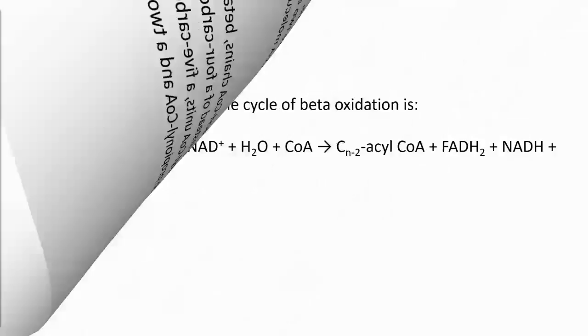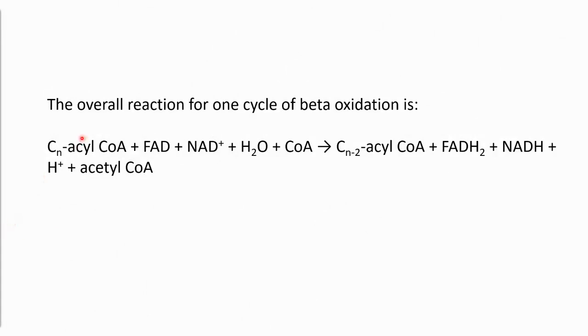Now, here is the overall reaction. You have N-acyl coenzyme A plus FAD, NAD ion, water, and coenzyme A, which will give you C(n-2) acyl coenzyme A, FADH2, NADH, hydrogen ion, and acetyl coenzyme A. Okay? So that is beta oxidation.